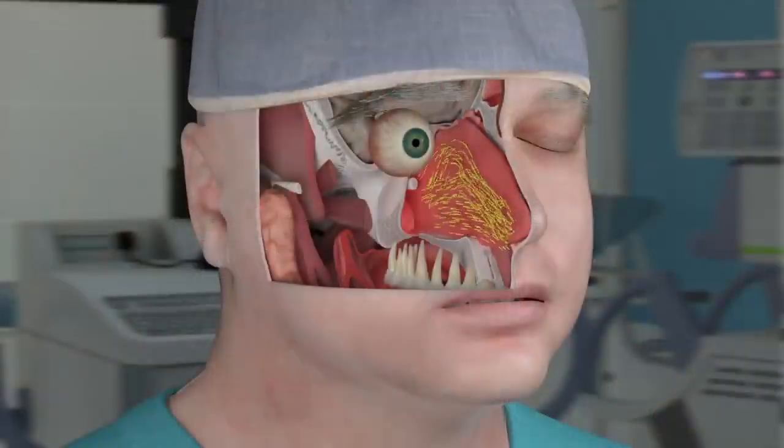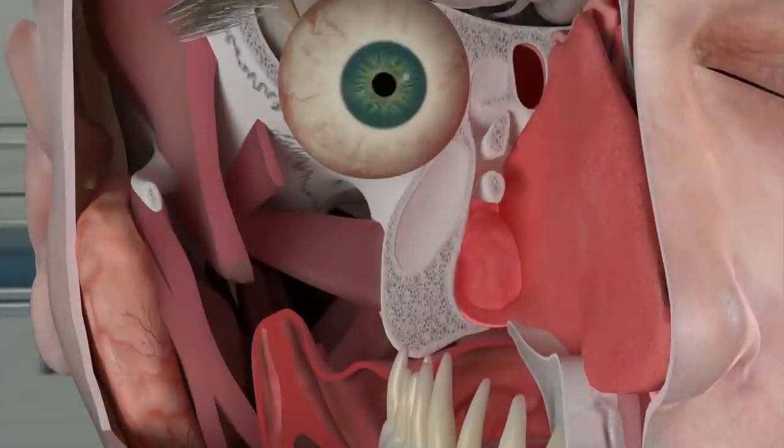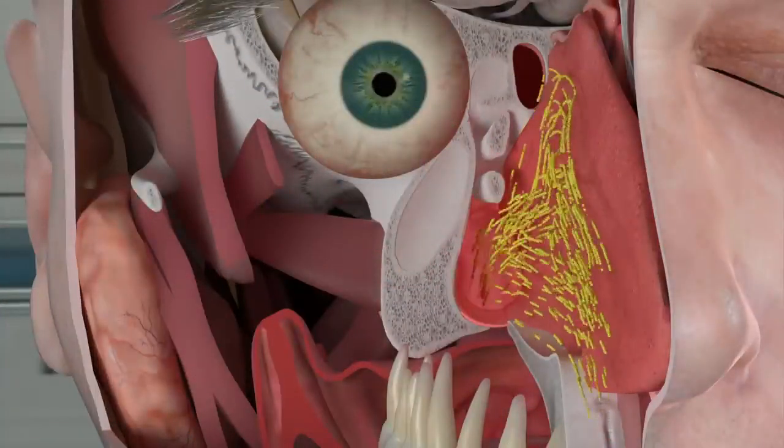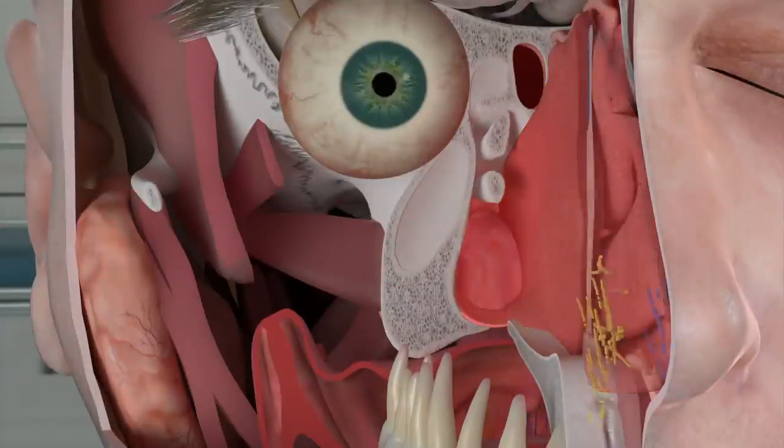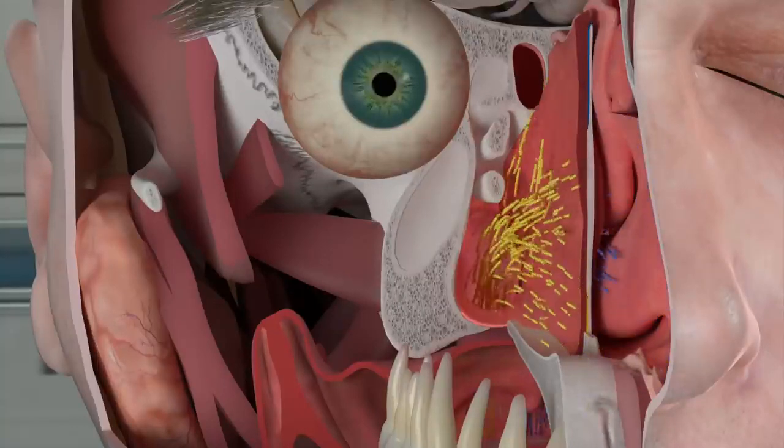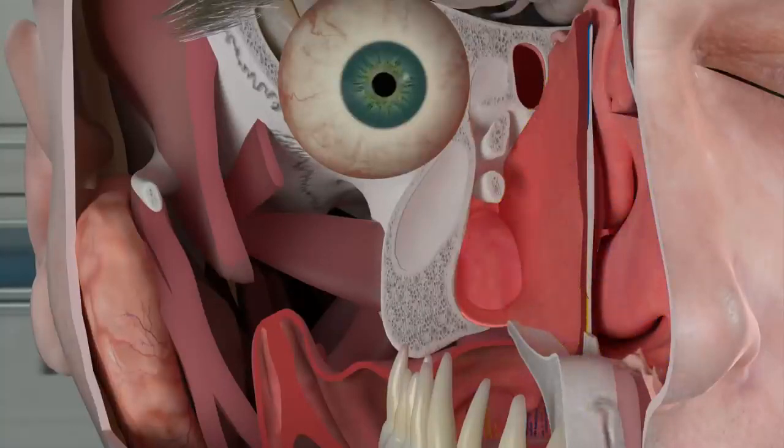Airflow is what the nose is all about. It functions best when the slot-like passages on each side are shaped correctly. The nasal septum sits between the left and right airway. Deviations in the shape of the nasal septum are a common cause of airway obstruction. Nasal septum deviations are often blamed on injuries, but many times there is no clear history of an injury.